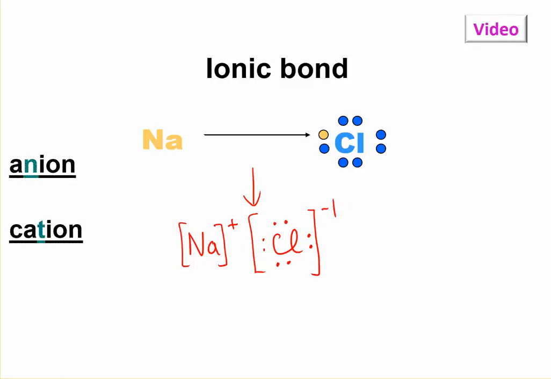Remember the words anion and cation. Anion is for the negative ion, the chloride here, and cation is for the positive ion. You can remember because the T kind of looks like a plus sign.